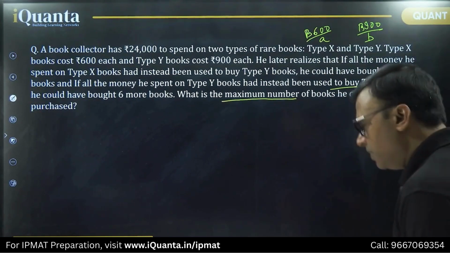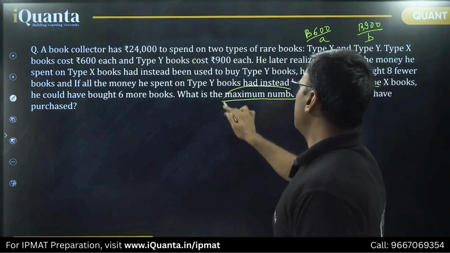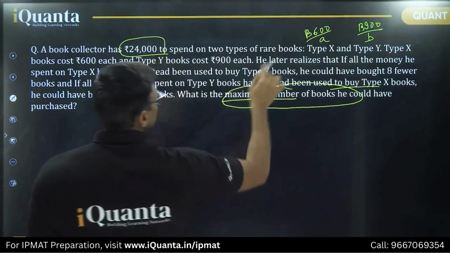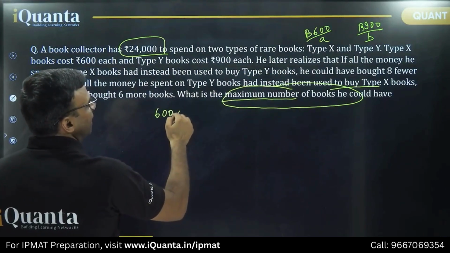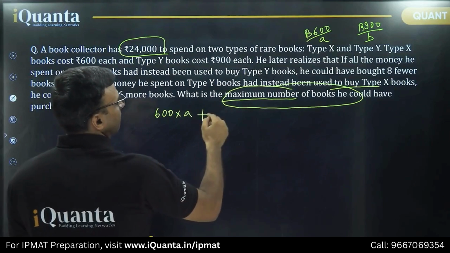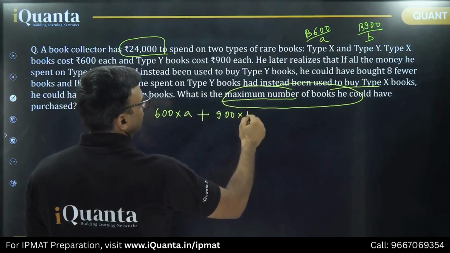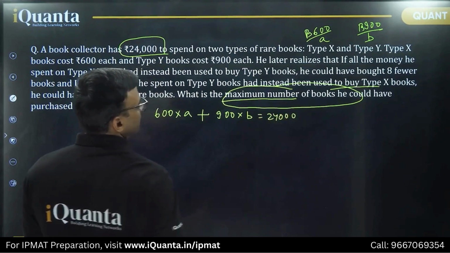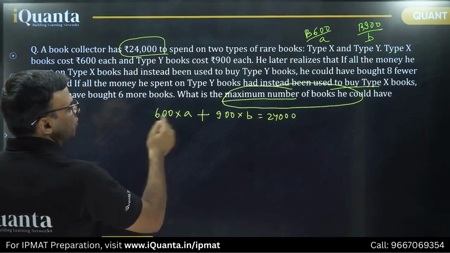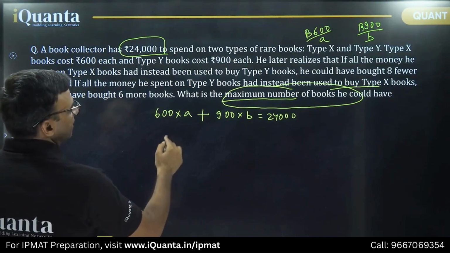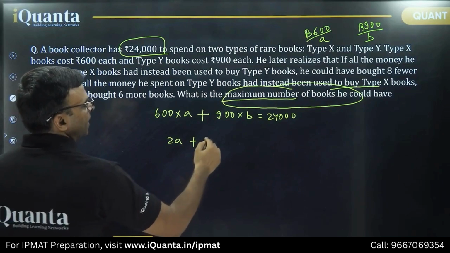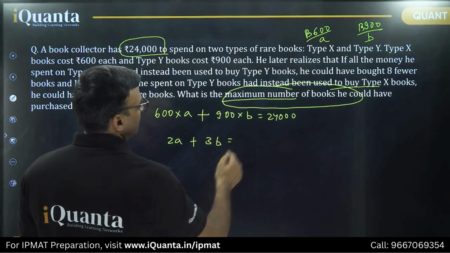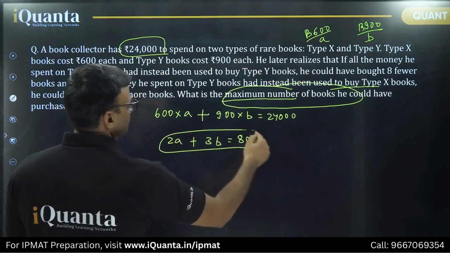So let's assume, for the maximum number of books, that he is spending the entire amount. That means 600 into A, the total price of type X books, plus 900 into B, the total price of type Y books, should be equal to 24,000. So the zeros cancel. Divide by 300. So this becomes 2A plus 3B is equal to 80.